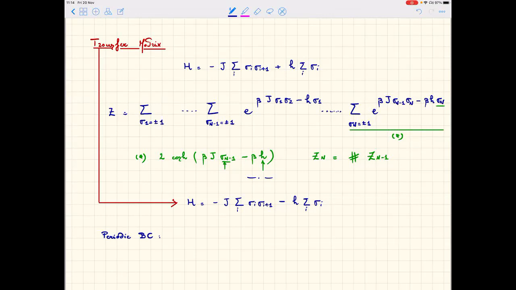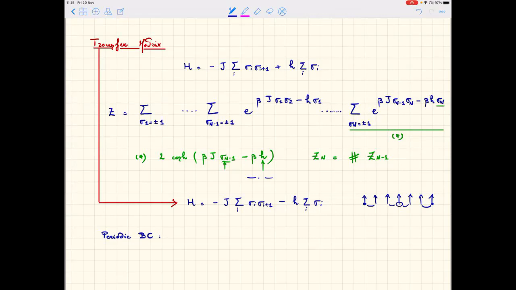Can you specify what's the difference between open and periodic conditions? Well, open boundary conditions means that I have a chain in which my spins are put like this. The first and the last spin are interacting only with one neighbor each. They are different, because every single spin in the bulk is interacting with two spins, and the first and the last are interacting only with one.